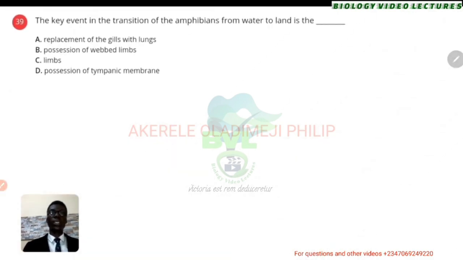The key event in the transition of amphibians from water to land is option A, all the way. Replacement of gills with lungs, because they won't need gills to breathe on land, because there's no water on land, so to say. So they use lungs.